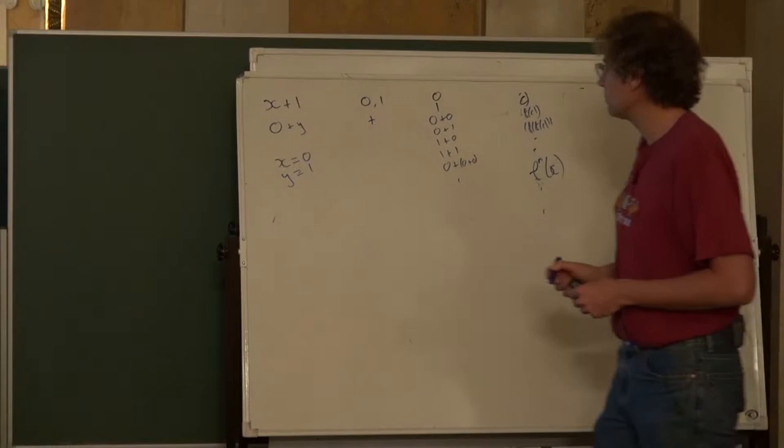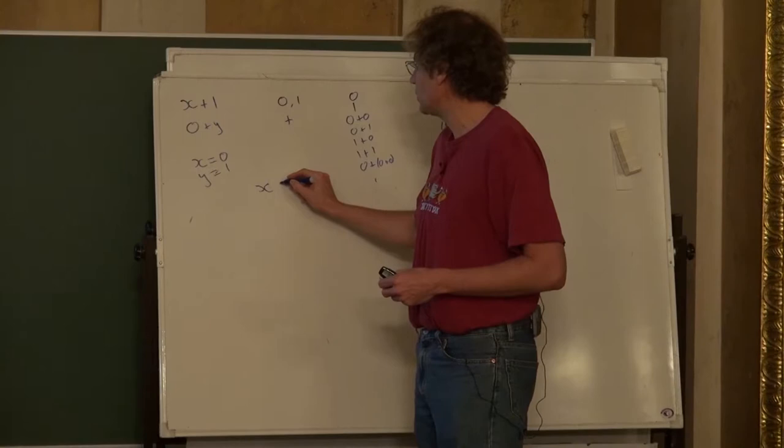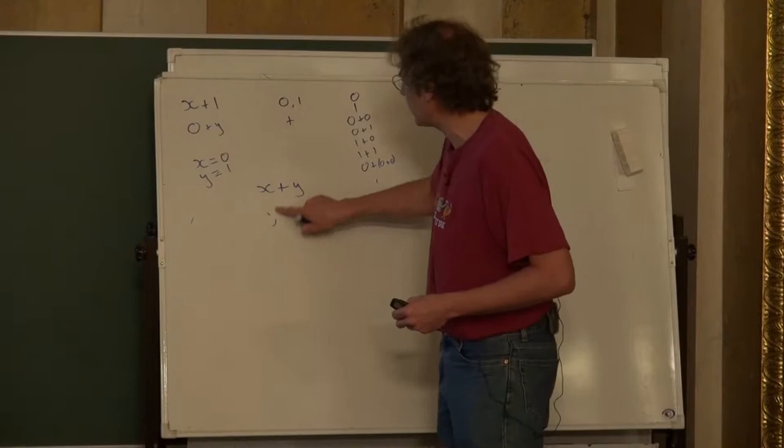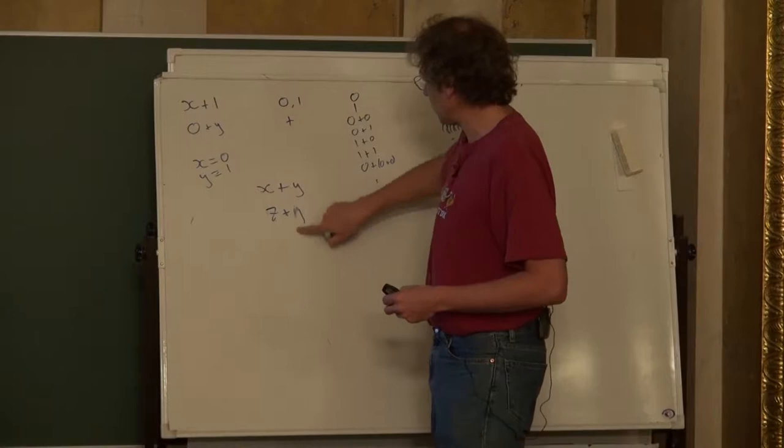I don't know what's a good example. So x plus y and y plus z, for example, can be unified in several different ways. That's not a good example. Let me think of a good one.